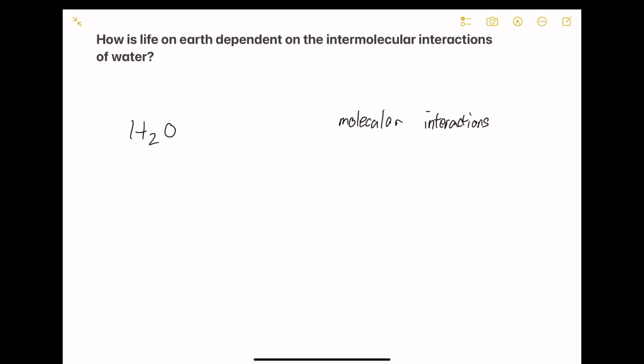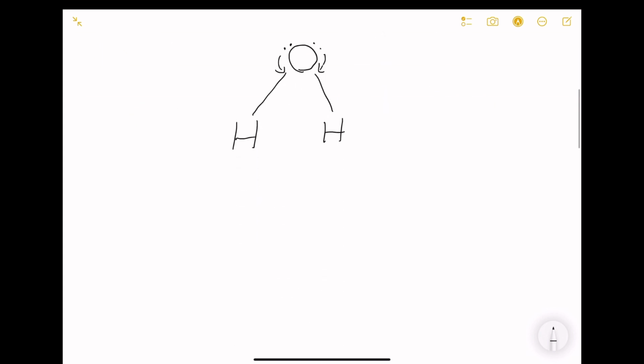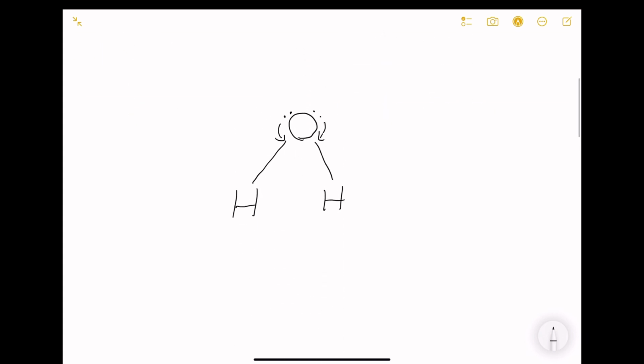This is important because if water was very easy to freeze or boil, drastic changes in the environment would cause the organisms in the ocean or lakes to die. The reason why water has these properties is because of molecular interactions. We know that water has 3 atoms, 1 oxygen and 2 hydrogens.